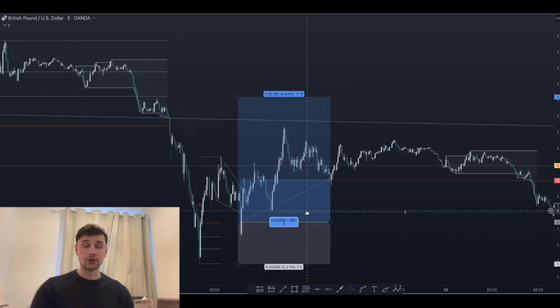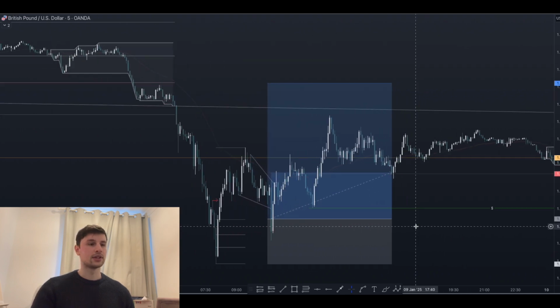This is where I got all my confirmations for the entry. So we had the breaker structure here. We had the pullback with a pattern, perfect. Entry at the fib level and target up there.